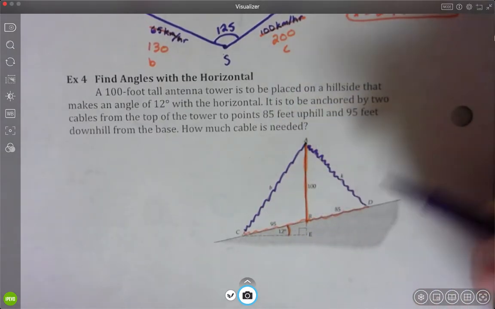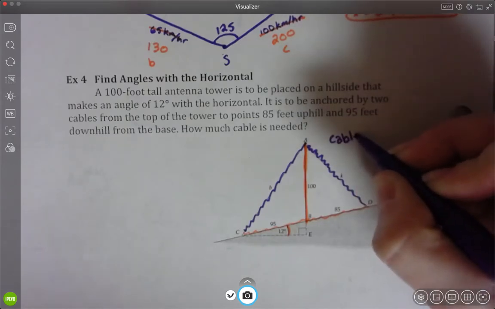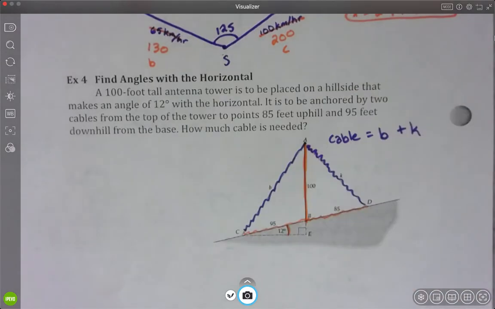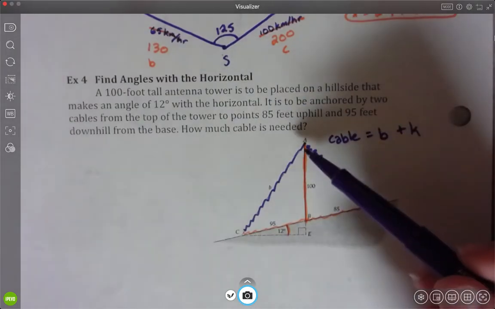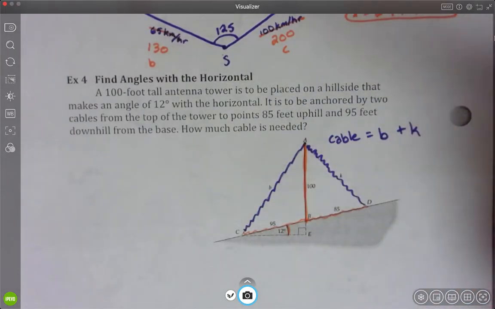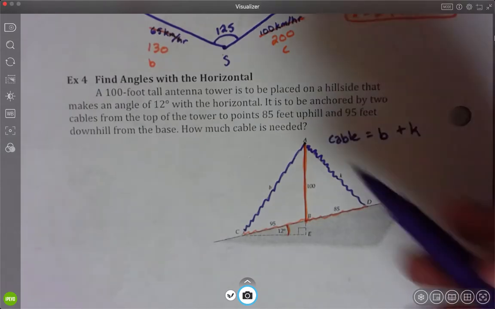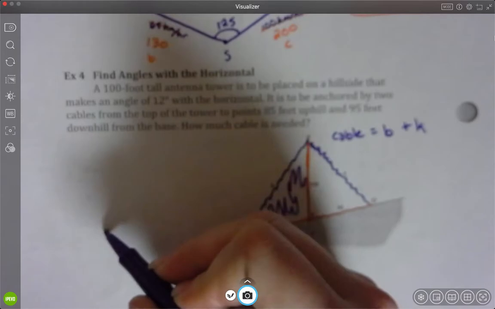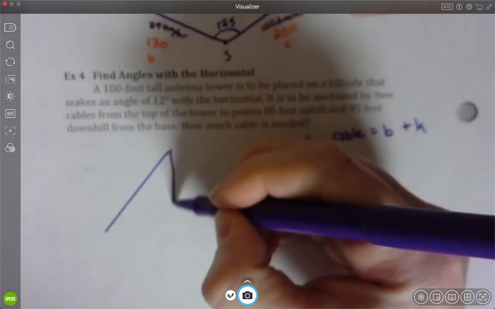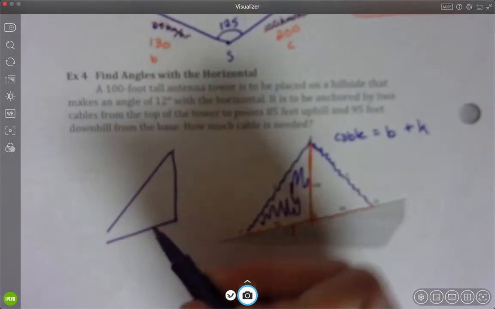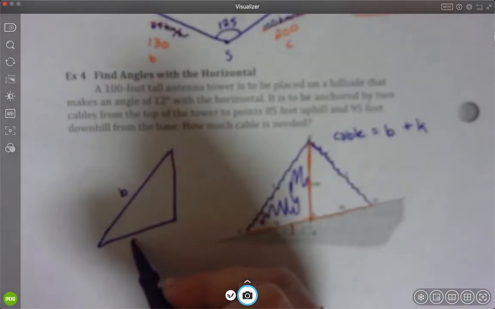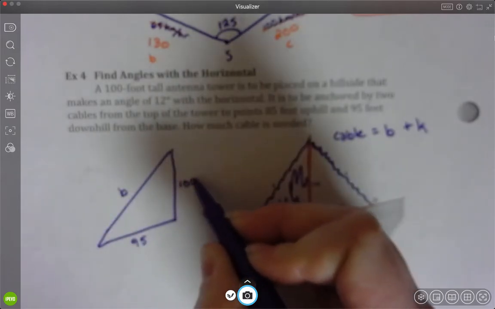So basically the length of my cable is going to be found by adding the lengths B and K together, right? If I add those 2 lengths, that'll give me the length of my total cable. So I just need to find out what B is, and I need to find out what K is. So just separate these guys out. Let's start with this triangle here. I'm going to separate it out and write out what we have. So this is B. I know that the bottom side is 95, and I know that this side is 100.